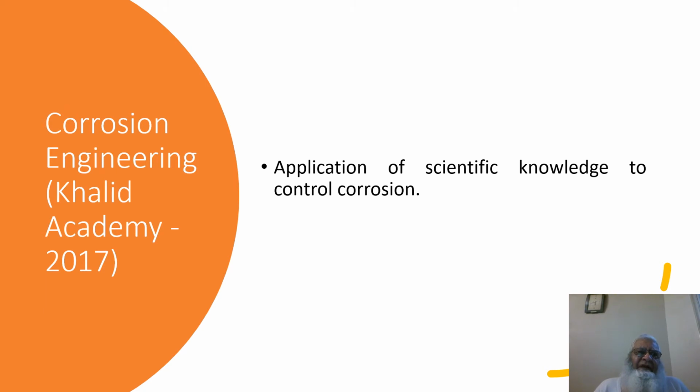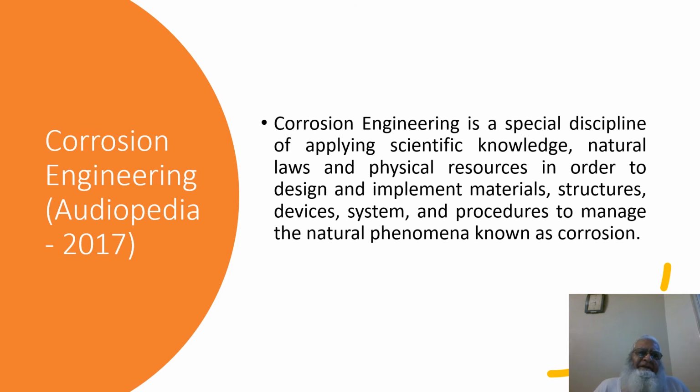This definition comes from Khan Academy, which states that corrosion engineering is the application of scientific knowledge to control corrosion. This definition is taken from Audiopedia. Corrosion engineering is a special discipline of applying scientific knowledge, natural laws, and physical resources in order to design and implement materials, structures, devices, systems, and procedures to manage the natural phenomenon known as corrosion.